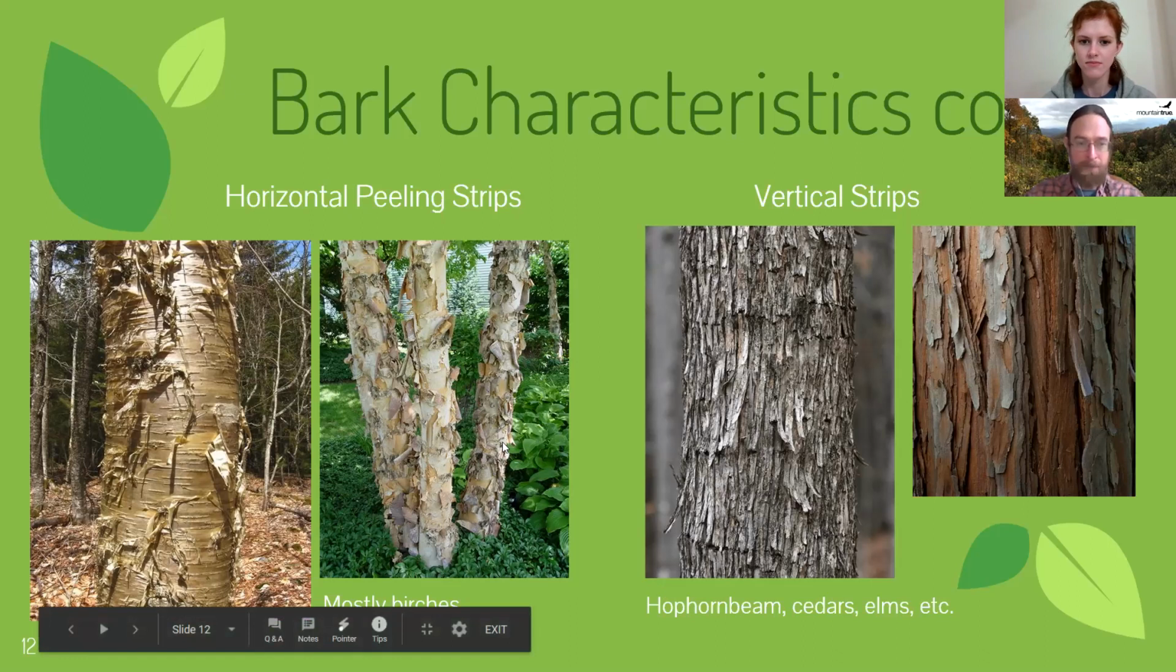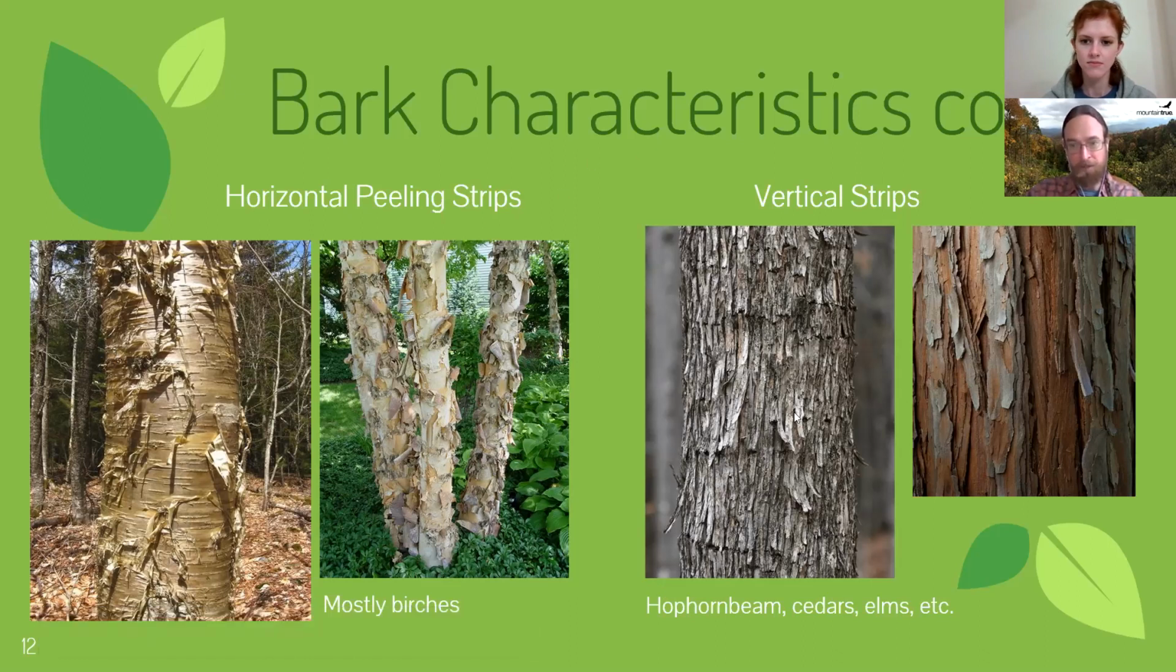Some trees may have horizontal strips, others will have vertical strips. In this case, we have a hop hornbeam, second to right where my mouse is cursoring over, and on the far right, I believe this is an eastern red cedar. So being familiar with the kinds of peeling bark and what kind of peels they tend to make could be really helpful.